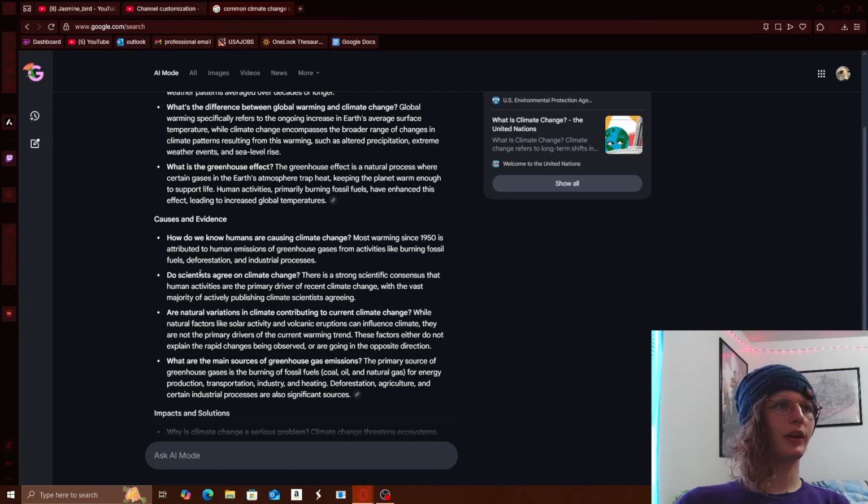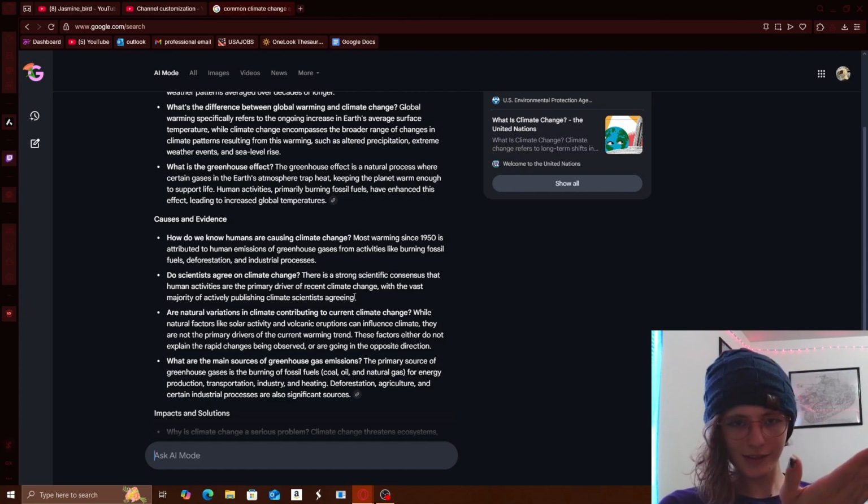Do scientists agree on climate change? There is strong scientific consensus that human activities are the primary driver of climate change, with the vast majority actively publishing agreeing. Yes. I also feel the need to point out here that somebody will say, oh, well, there's scientists that disagree. There are scientists that disagree with everything. I would say a scientist who vehemently disagreed with climate change, I will say all of his arguments can be debunked by this.